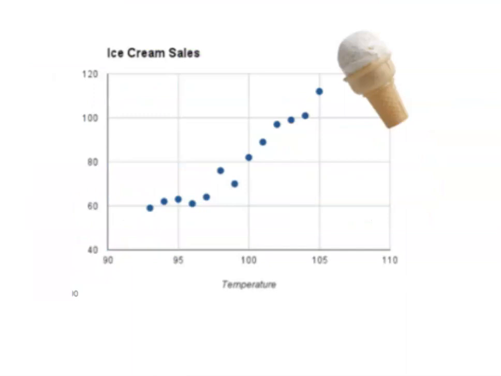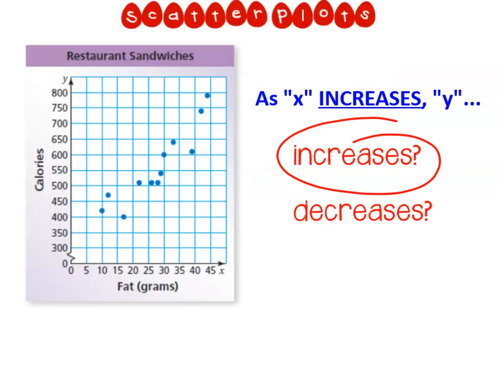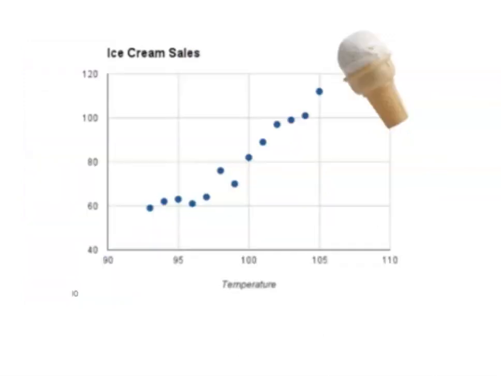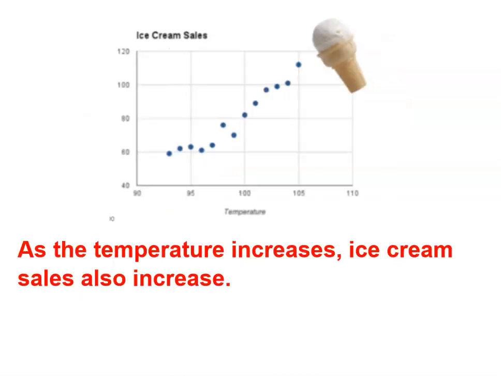How about this one? Do you think you can come up with a sentence using the words from the labels? Give it a try. Don't forget my sentence starter from the last screen. Pause the video now. All right, let's see how you did. My sentence was, as the temperature increases, ice cream sales also increase. Somebody else might say, the warmer it gets, the more ice cream that's sold.